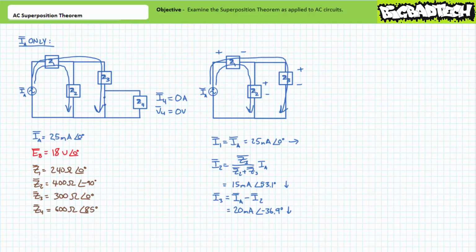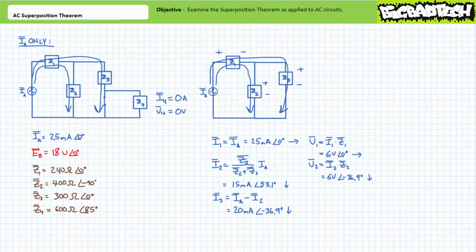Let's now consider voltage. An application of Ohm's law demonstrates V1 will be 6 volts at an angle of 0 degrees, oriented positive to negative, left to right. Another application of Ohm's law demonstrates V2 will be 6 volts at an angle of negative 36.9 degrees, oriented positive to negative, top to bottom.